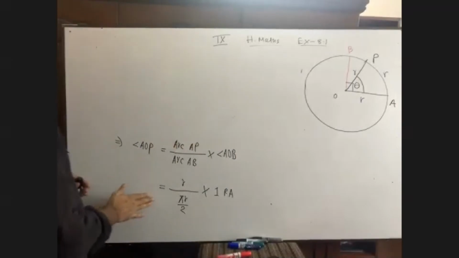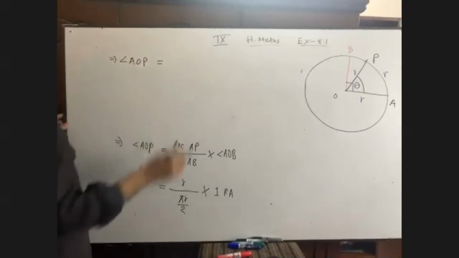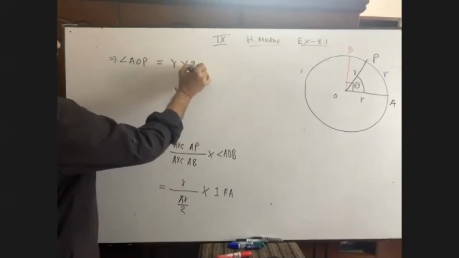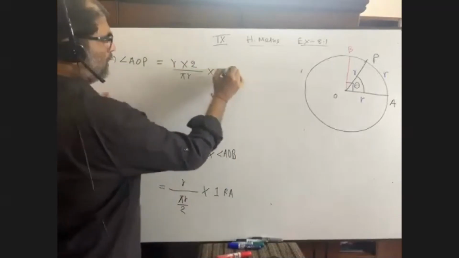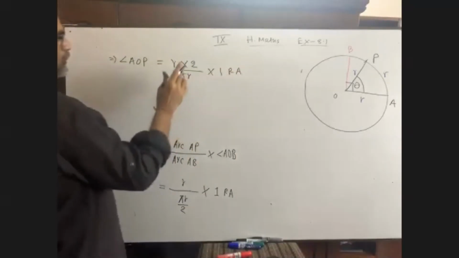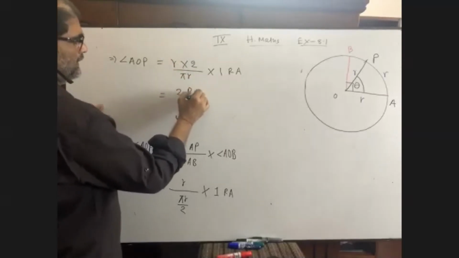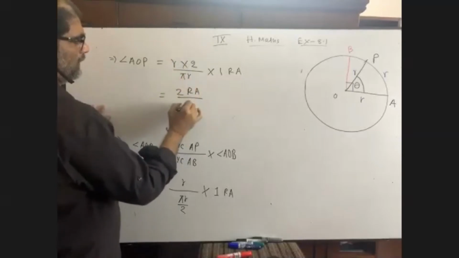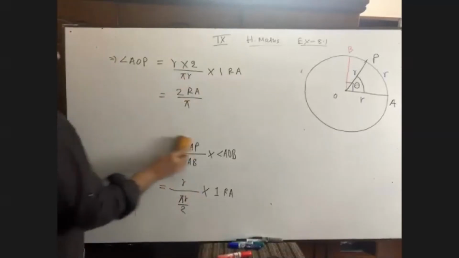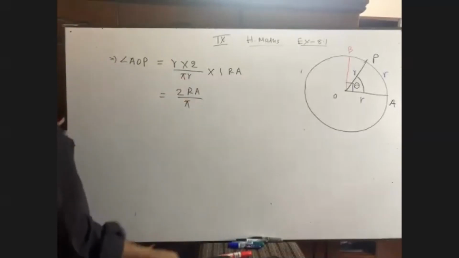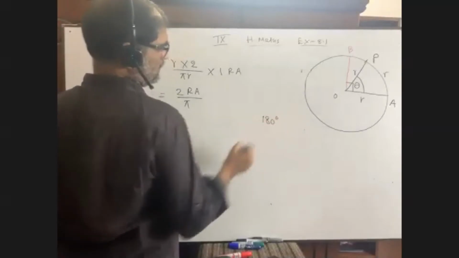What we can write from here: angle AOP is equal to R into 2 by pi R into 1 right angle. So R and R will be omitted. So we are getting 2 right angles by pi. What is the value of 2 right angles? 2 right angles equals 180 degrees.